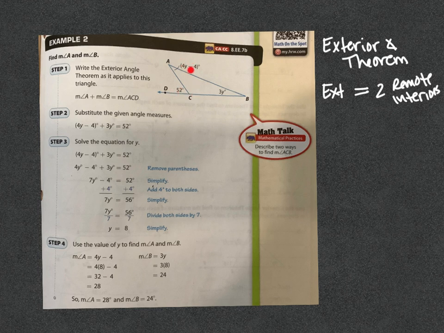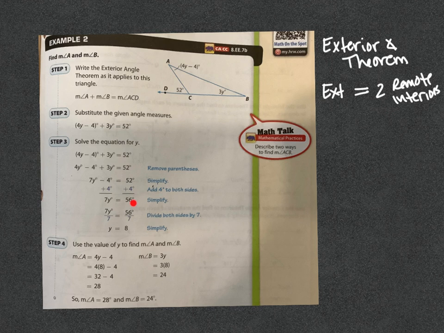So we know that this angle, 4y minus 4, added to 3y, the 2 remote interior angles, are going to equal 52. So I can go ahead and do my calculations, remove my parentheses because I'm adding together this positive, this negative, and this positive. So it's all addition, as long as I'm adding negatives. I can combine my like terms, 4y's and 3y's together makes 7y's. Minus 4 comes down here. Add 4 to both sides of the equation, 7y equals 56.